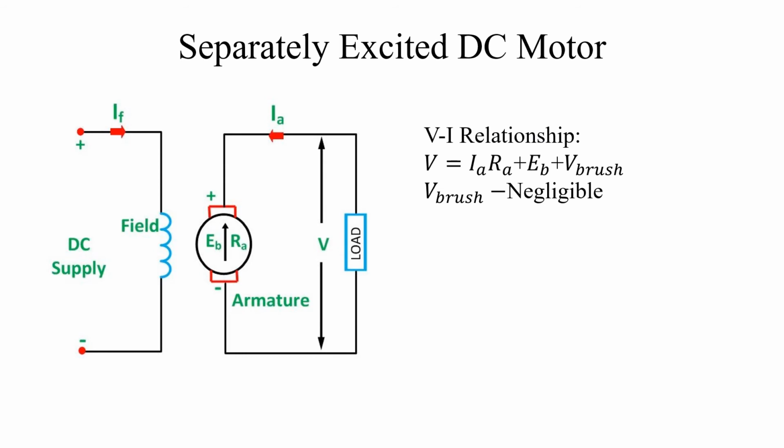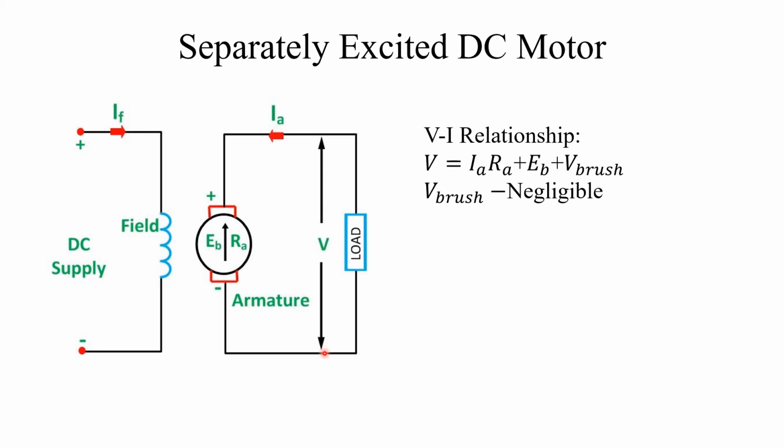First one is the separately excited DC motor. So what is a separately excited DC motor? This is your field winding. This field winding is separately excited through an external DC supply. That's why it is called a separately excited DC motor. Here this one represents the armature, and across the armature there will be some back EMF. That direction is represented here. This red square box represents the brush of the armature, and here is the armature current.